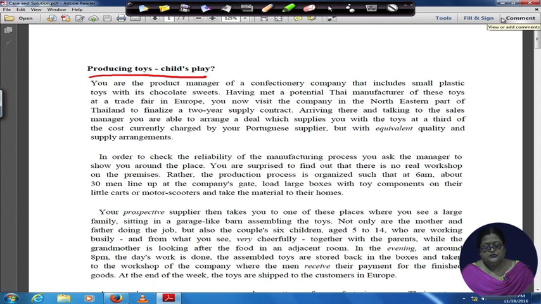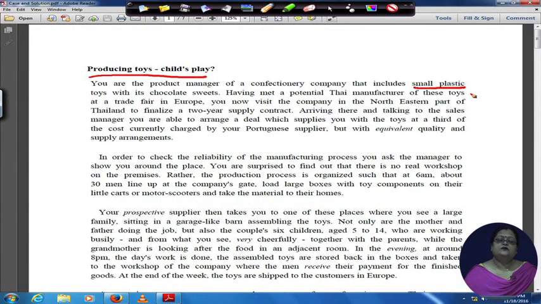You have met a potential Thai manufacturer of these toys at a trade fair in Europe. And now you visit the company in the northeastern part of Thailand to finalize a 2-year supply contract.